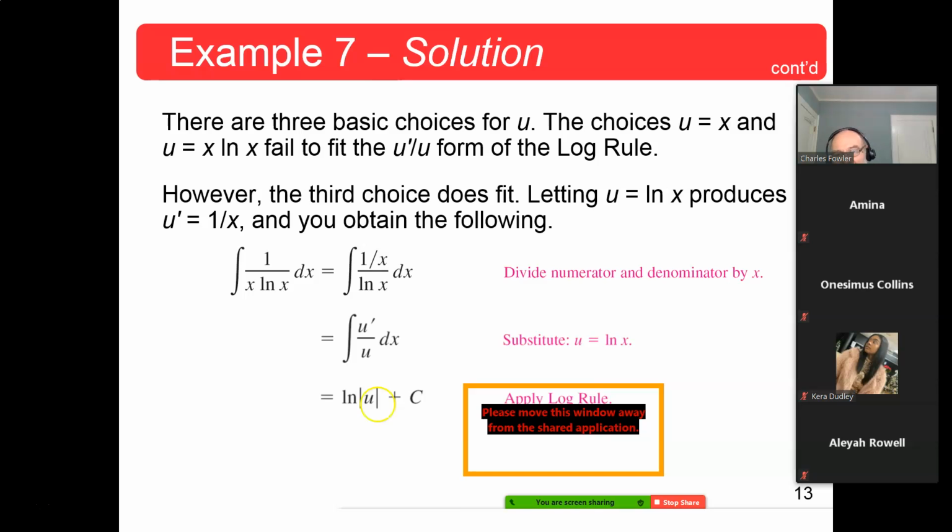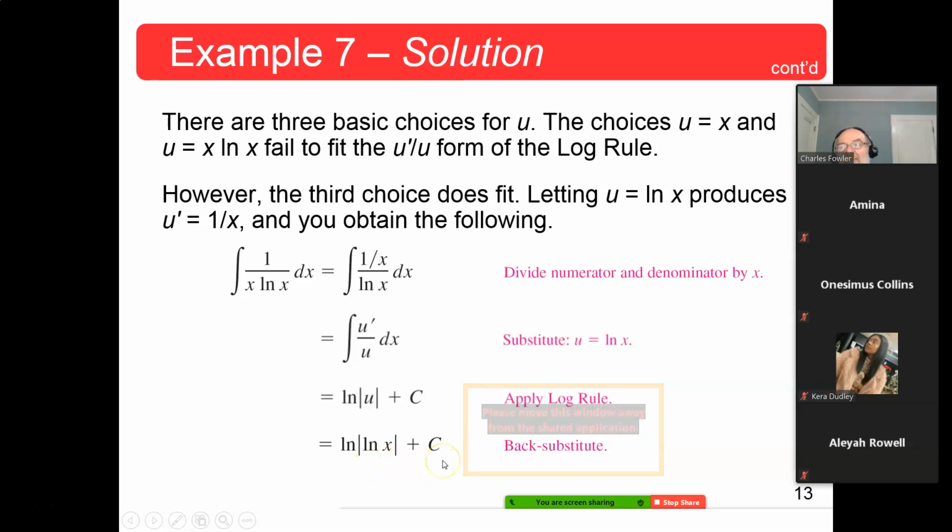But then you still have to, because your original problem was in x's and this is in u's, go back and substitute your log x in for u. And that gives you log of the absolute value of log x plus c. Now, do you still need the absolute value bars there? Yes, log x can be negative.